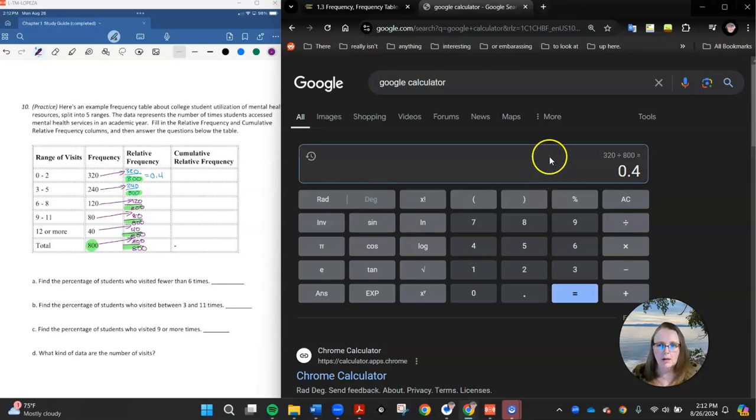And we can do the calculations now. So 240 divided by 800 is, oops, not plus anything, back.